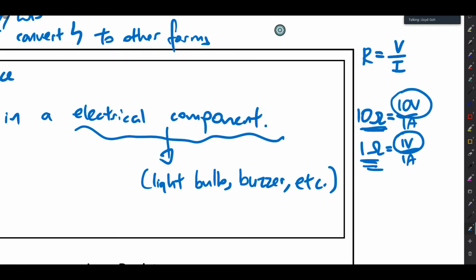Now if you remember what a volt is, it's kind of like work done. So in other words, what I'm trying to tell you is that for a 10 ohm resistor, I need to do much more work for it to function, whereas for a 1 ohm light bulb, I actually need much less energy for it to function. And that's the idea behind resistance.